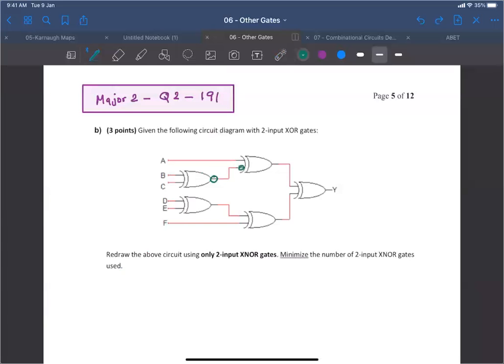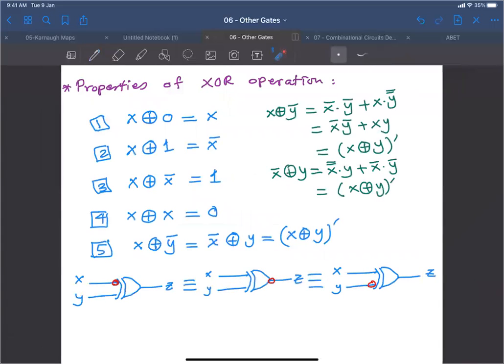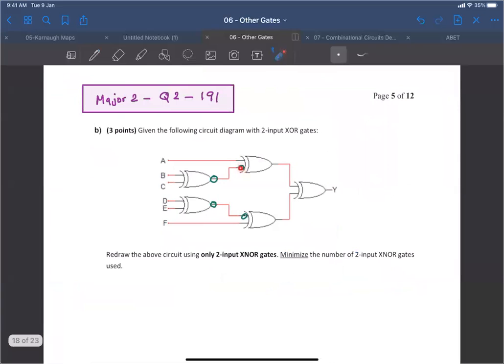So now this is checked. We converted this to XNOR. What about this and this? Now by this property here, I can move the bubble from here to here. I can move this bubble here to the output and this bubble to the output. So I'm going to move it here and move this one here.